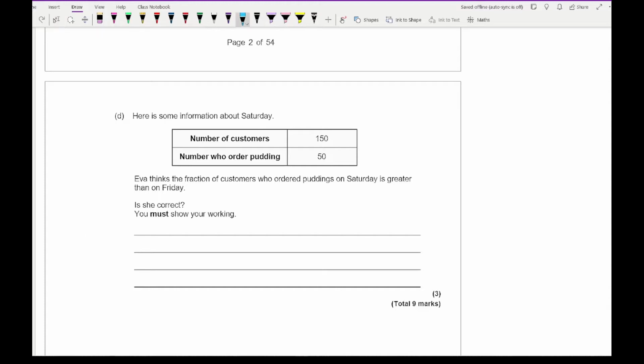Well, here if we look at Saturday, we've got 50 over 150, which simplifies to be a third. So as a third is greater than a quarter, which was the fraction on Friday for who ordered puddings. Let me just make that fraction a little bit clearer. Or if you wanted to write it as a decimal, as this is a calculator paper, then that's absolutely fine. You could then say that Eva is correct.